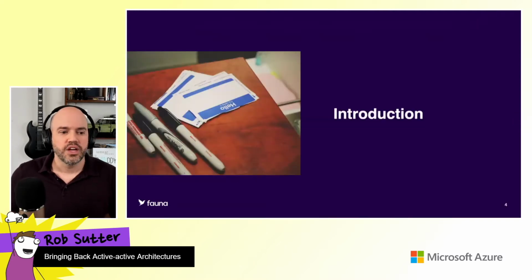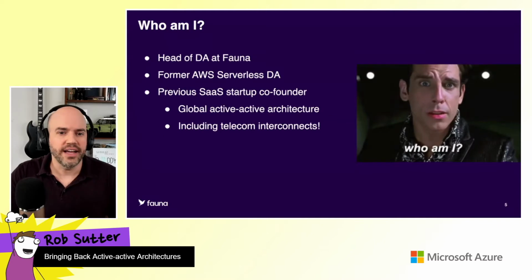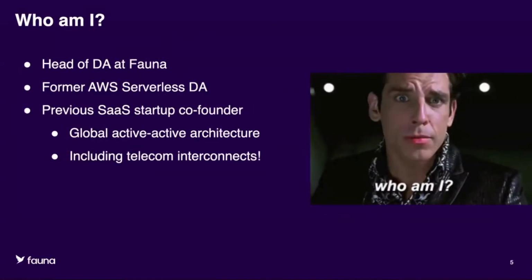So, quick introduction here. Who am I and why am I talking to you about this? As Brian pointed out, I'm currently the head of DA at Fauna, previously on the serverless DA team at AWS. So I've been pretty deep in these topics throughout my career. I'm also previously a co-founder of a software as a service startup, Workphone, that provided virtual mobile devices. And this was 2015 when we started, and we had an active architecture, and we had it the traditional way, which was extremely difficult. So I've lived through a lot of this pain, and I would have been very grateful to have the options that we have today when we were building at Workphone.